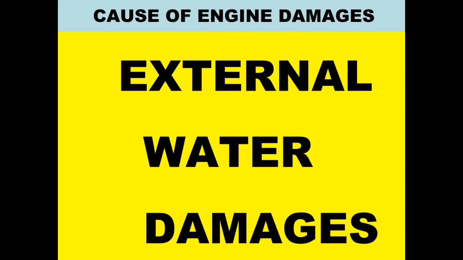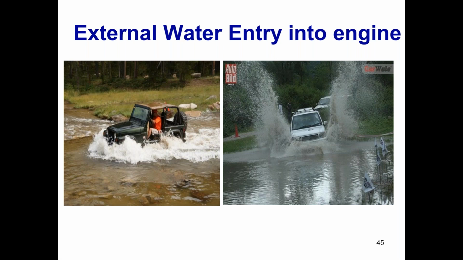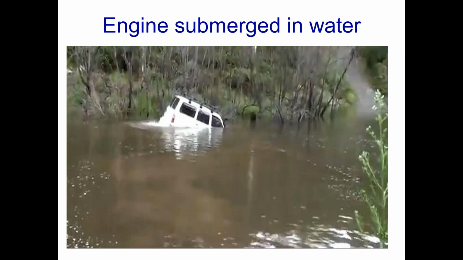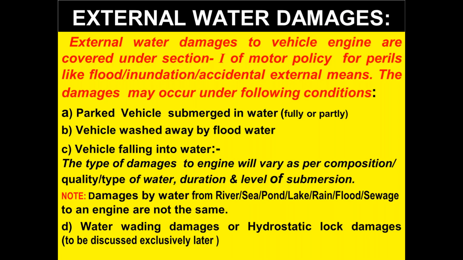External water damages. Here you see the water wading of a jeep and another vehicle, where water can enter into the engine. Here the engine is submerged in water. External water damages to a vehicle engine are covered under Section 1 of the Motor Policy for perils like flood, inundation, and accidental external means. The damages may occur under the following conditions.